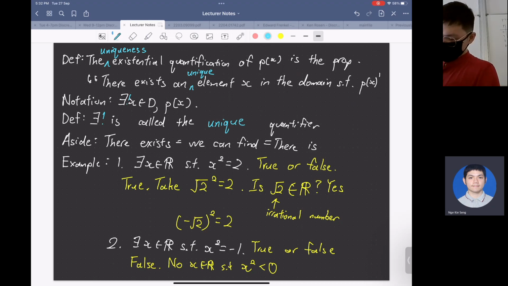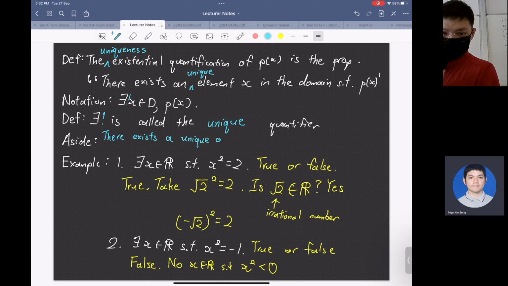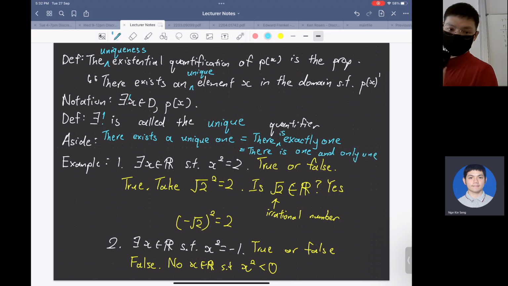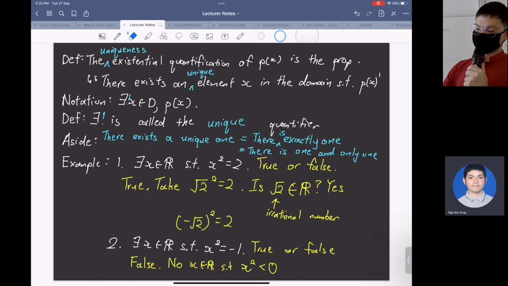Okay, so the unique one, what do we have? Let me see. There exists a unique one. There's exactly one. Exactly one, okay? There's one and only one. Only one. Okay, let's give some examples here.